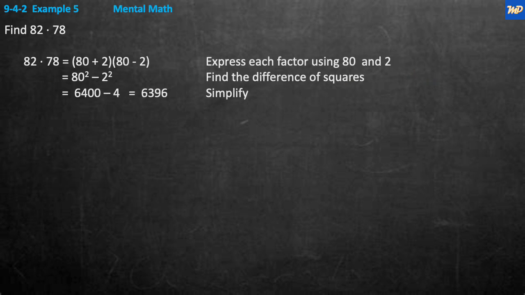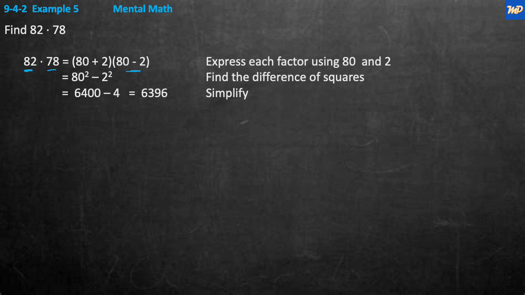Okay, example 5, mental math. They want us to do a little mental math like we had done earlier. This time we're going to find 82 times 78. How are we going to do that? Well, we're going to break it up like we did before. These are the difference of squares at this point. So let's look at how it works. We're going to take 80 plus 2, which is the 82, and 80 minus 2, which is the 78. And we're going to treat it like the difference of two squares.